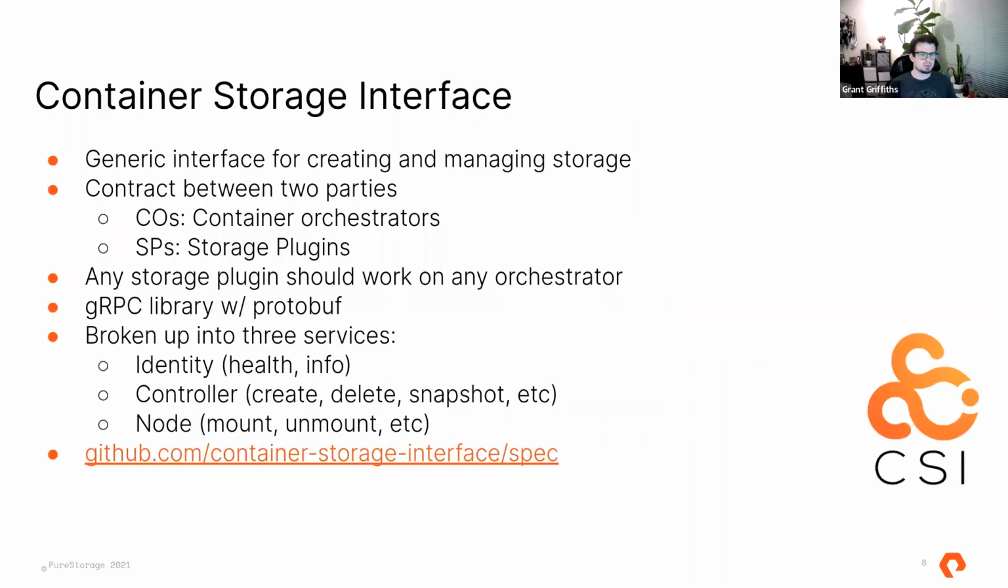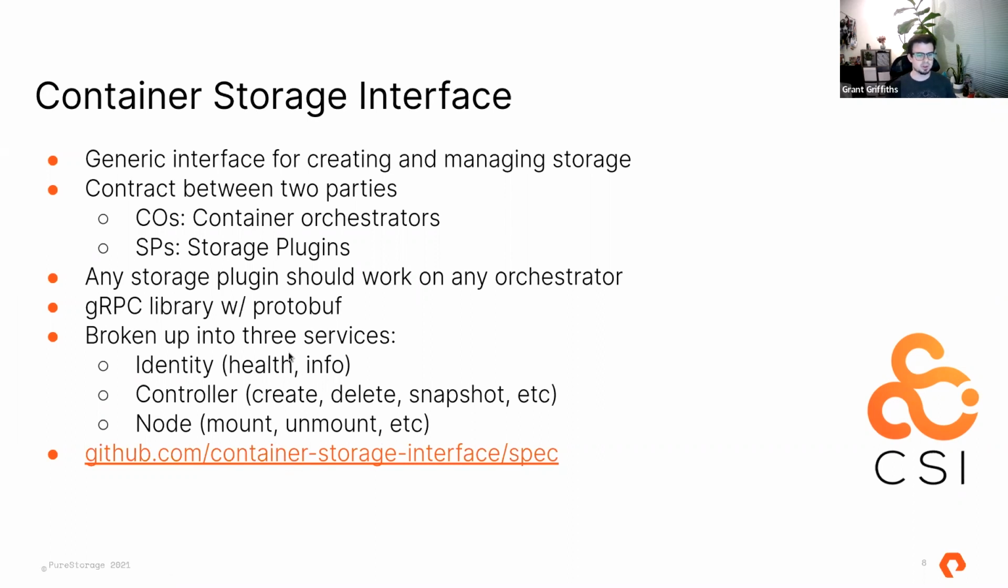Cool. So next we're going to talk about CSI, or the container storage interface. CSI is basically a generic interface for creating and managing storage. This is a contract between 2 parties: the container orchestrators and the storage plugins. Basically any storage plugin should work on any orchestrator, or that's the goal of CSI. With CSI, there's a gRPC library, and this is backed by protobuf. So you can actually go in and look at the CSI spec if you want. I'll include this link at the end and send it out.